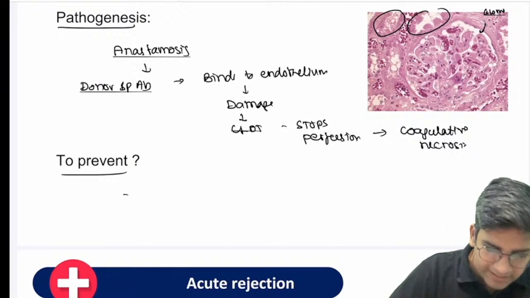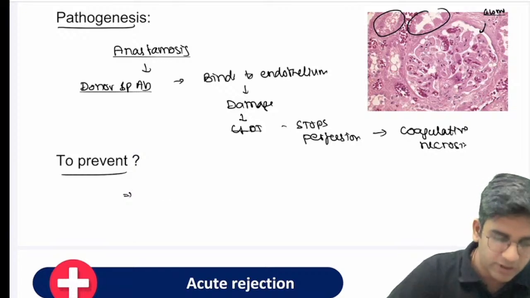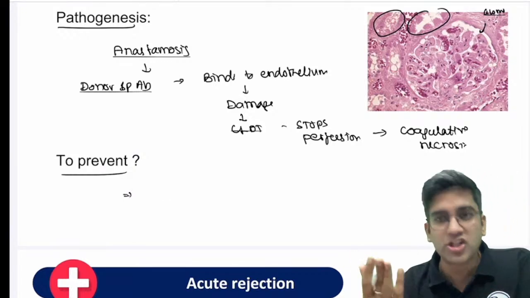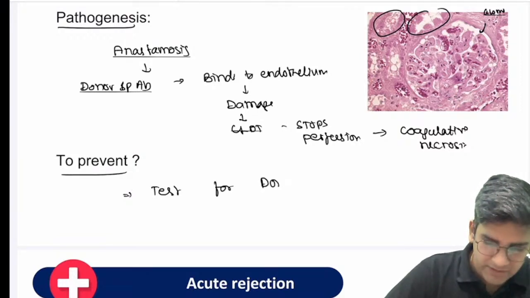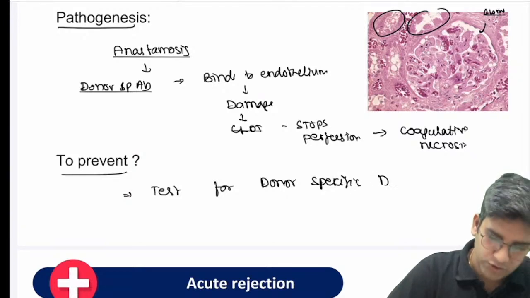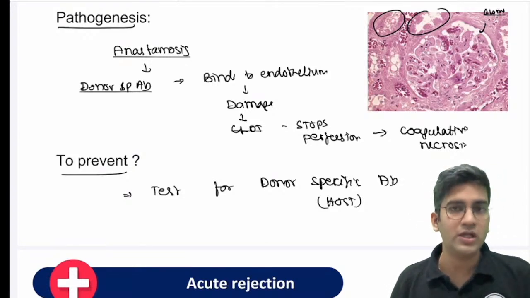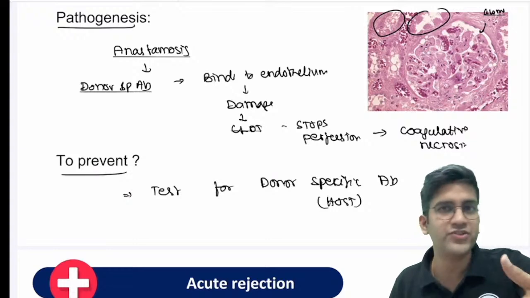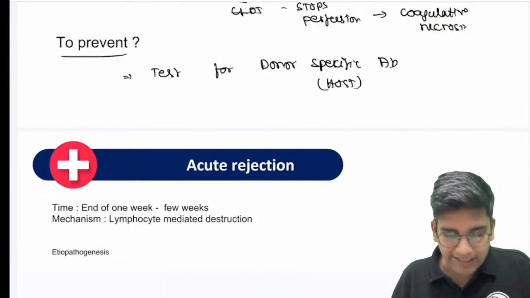To prevent this, I have a test to check for the donor specific antibody, something like cross matching. We have to test for donor specific antibody in every host. If the antibody levels are present, then I will reject the patient. They are not eligible as a donor. It's something like cross matching. You just write this test for donor specific antibody like cross matching, right? That's hyperacute.